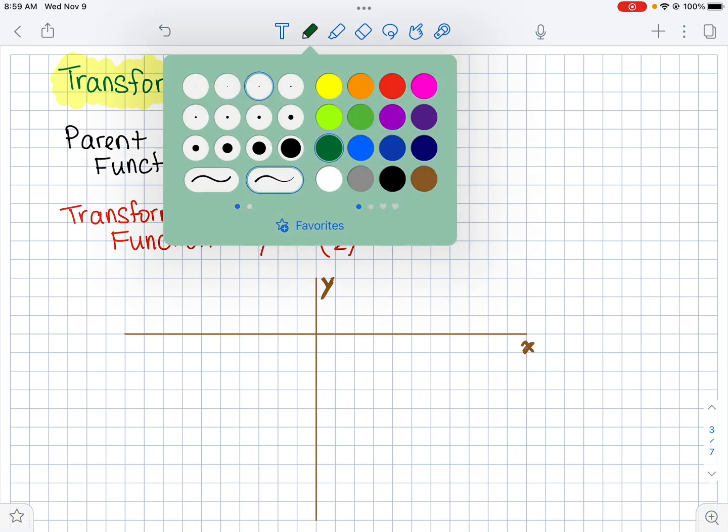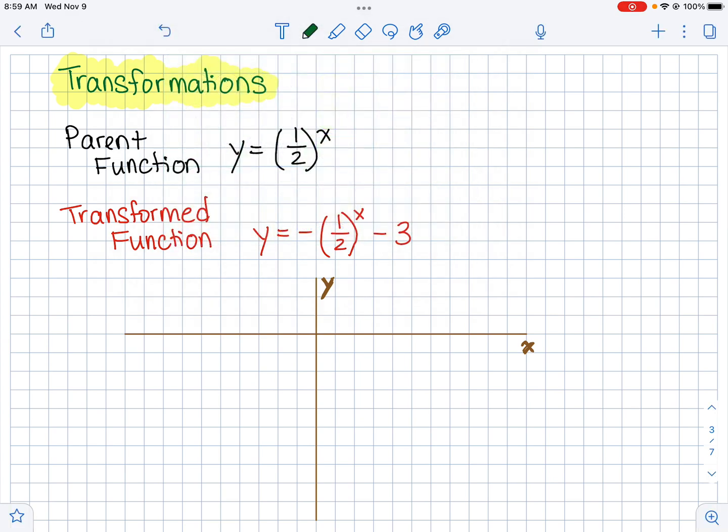Transformations. Okay, what if we have, this is our parent function, half to the power of x. So we know that looks like, I think we just graphed that. So we know it looks like this. It's a decreasing function. It's gonna look like this. That's what our parent function is gonna look like.